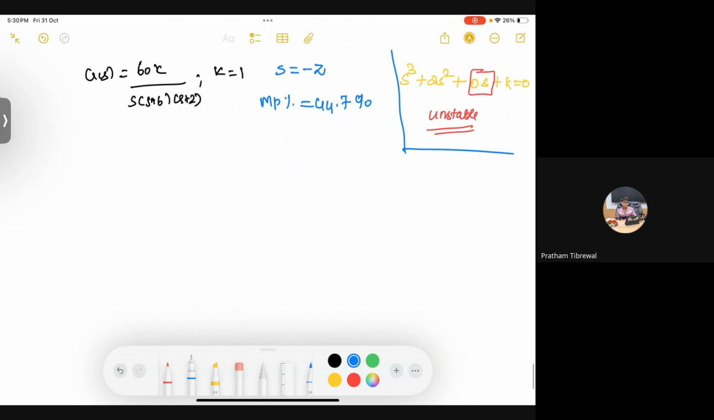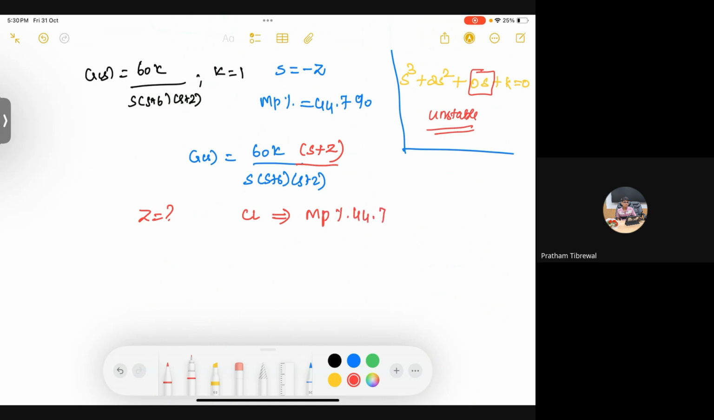Got the question? So I have a system G of s which is 60K by s into s plus 6 into s plus 2. The question suggests I want to add a 0 at s equal to minus z, so I'm writing it in terms of s plus z. I want to find the z such that my closed loop system gives an overshoot of 44.7 percentage approximately. Can we find it?